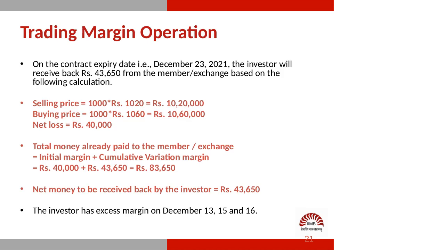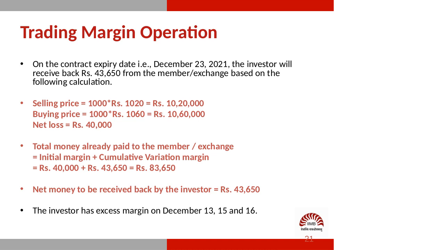It is closed out. So on contract expiry, what will you get? You will sell the contract, 1,000 shares at $1,020 each. So that is $10,020,000. Your buying price was $10,060,000. So your net loss is $40,000. How much money have you already paid to the member margin account? Initial margin plus the cumulative margin, which adds up to 83,650. That's what you paid. You are losing 40,000.